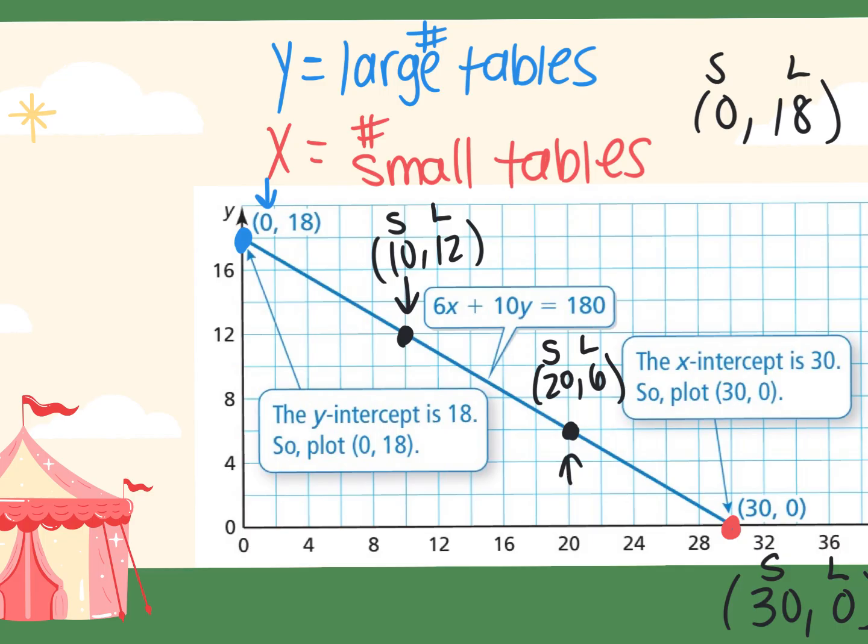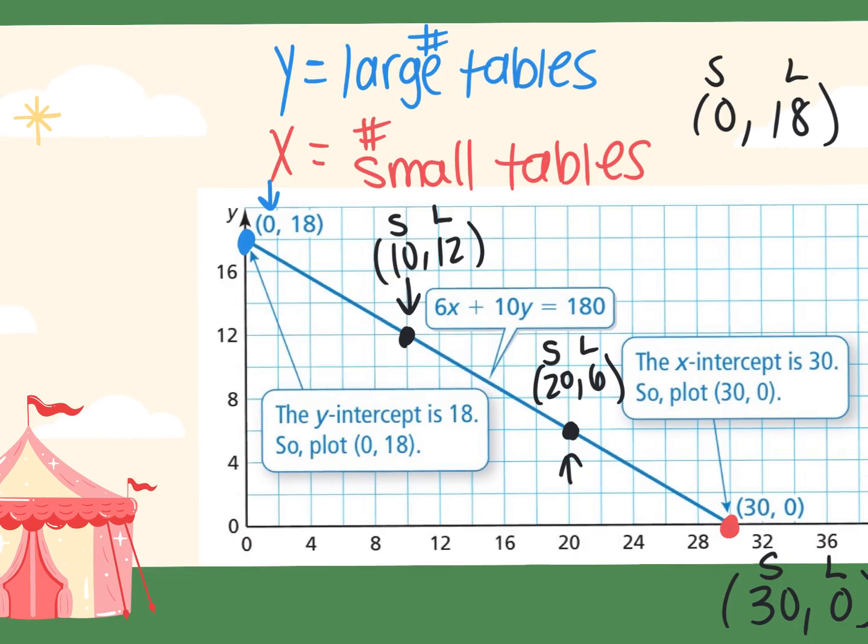And again, the intercepts, the x-intercept and the y-intercept would represent how many tables you would need to get if you're only getting large tables or if you're only getting small tables. Okay? Do we understand the lesson?